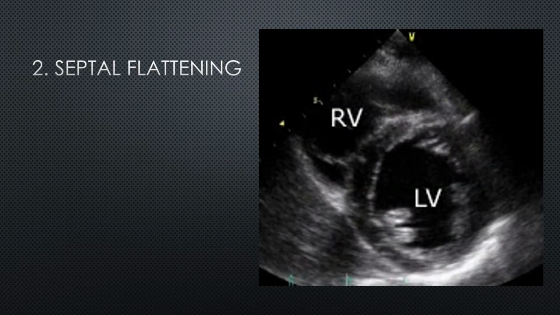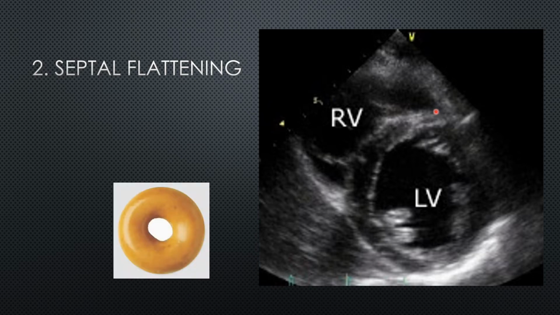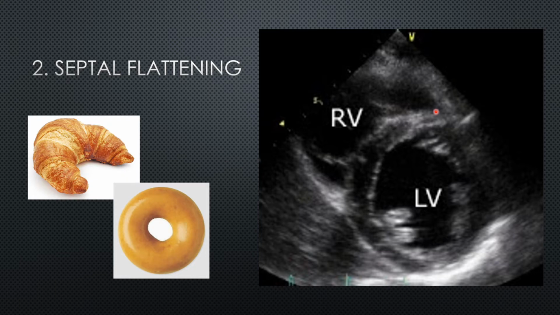So the second of the three core findings is septal flattening. So this is a normal parasternal short axis. So this is the nice round LV and the crescent-shaped RV. Professor Bob Jarman refers to this view as the pastry view because the LV should look like a donut and the RV like a croissant wrapped around it. So you can see the septum here is nice and convex.